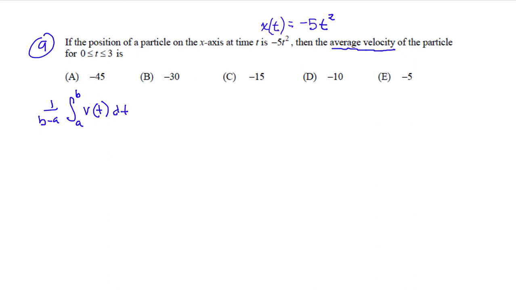You guys want the definition of average acceleration? Change that out for an a. Change this to an acceleration and you're done. That's the average acceleration now.